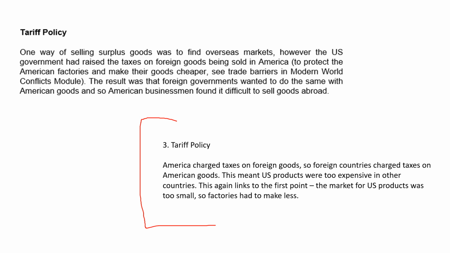So factories had to make less. So less people had jobs, so less people had money, so there was less demand. By 1929, production in American factories was slowing down because they could not sell everything that they were making. This had been a long-term factor, but in 1929, it was becoming a very big problem for American companies.